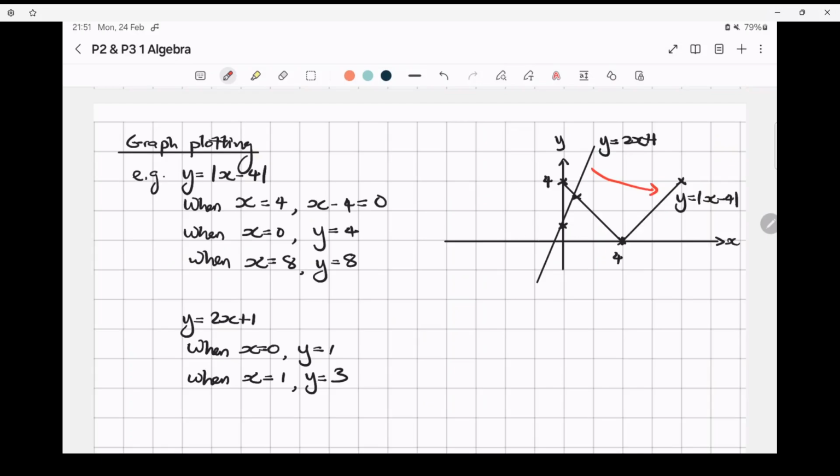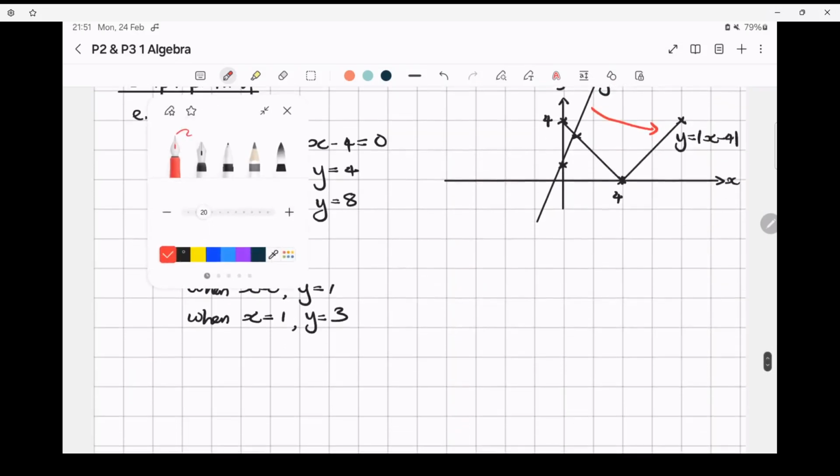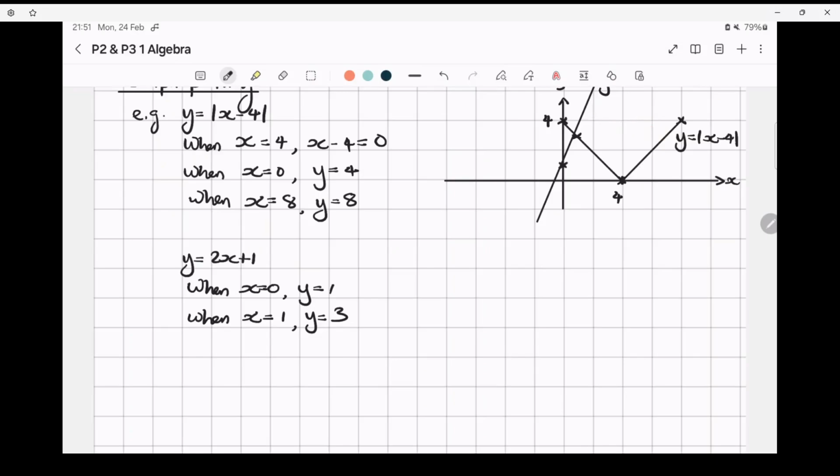When you try to solve by algebraic means, one of the methods is to separate out the positive part and negative part. Here x will equal minus 5. The negative portion will be minus x plus 4 equals 2x plus 1. So x will be 1.